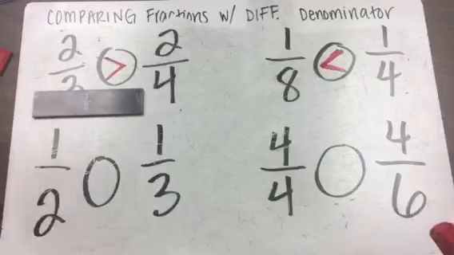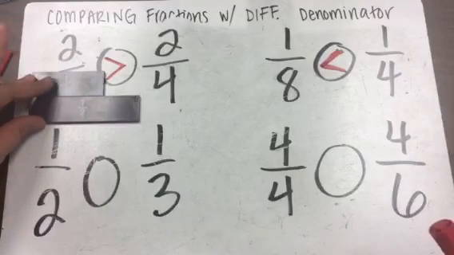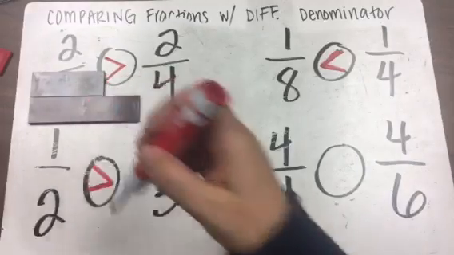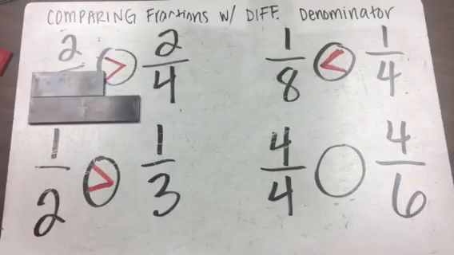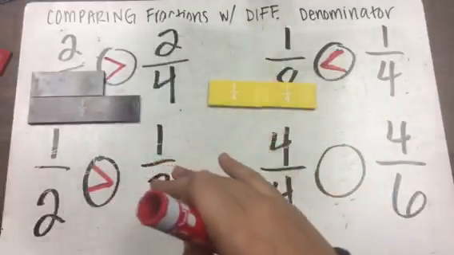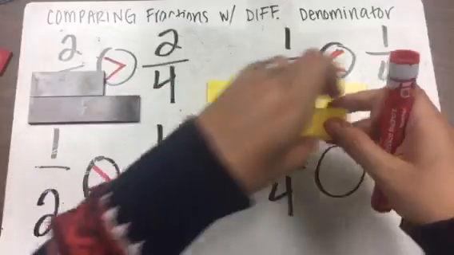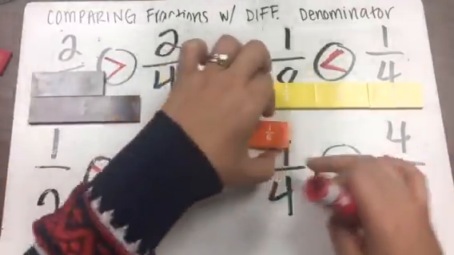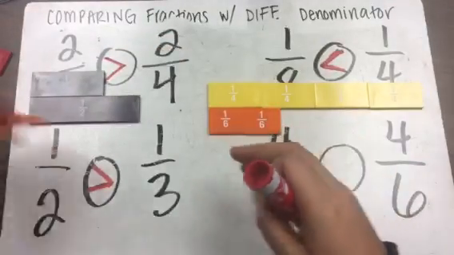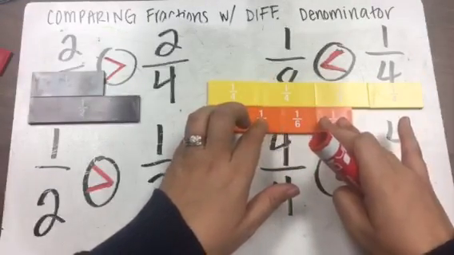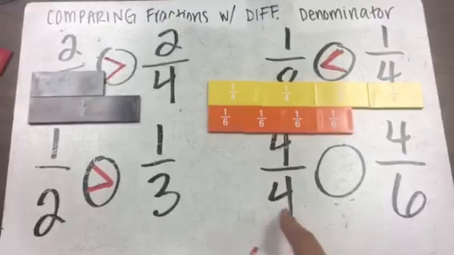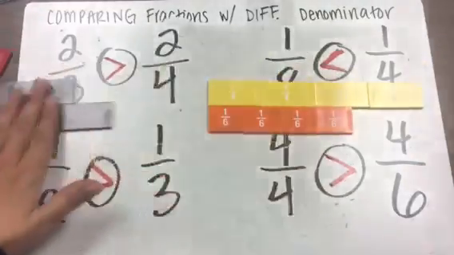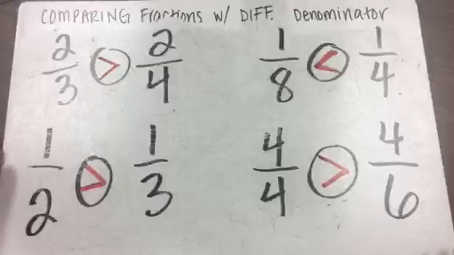Here I have 1/2 and 1/3. So 1/3 is smaller than 1/2. And finally, I have 4/4, which is actually also 1 whole. 4/4 is 1 whole. And 4/6. So here it is. So 1 whole, or 4/4, is greater than 4/6. And that is how we compare fractions with different denominators.